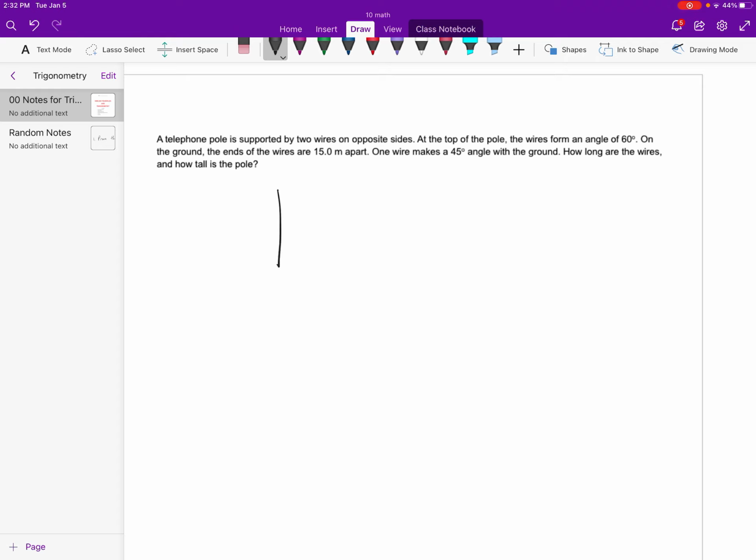So let's draw the situation. We have a telephone pole. There are 2 wires on opposite sides. So it goes out like this and like this. And it says that the wires form an angle of 60 degrees at the top.